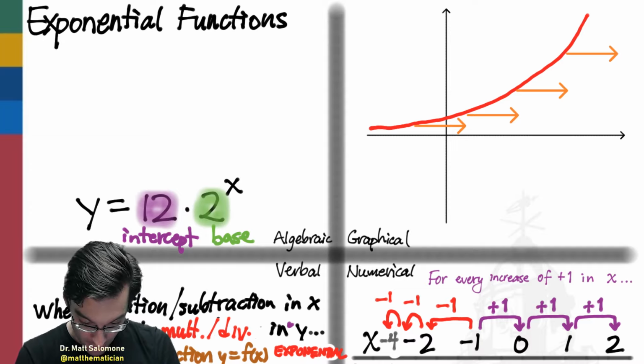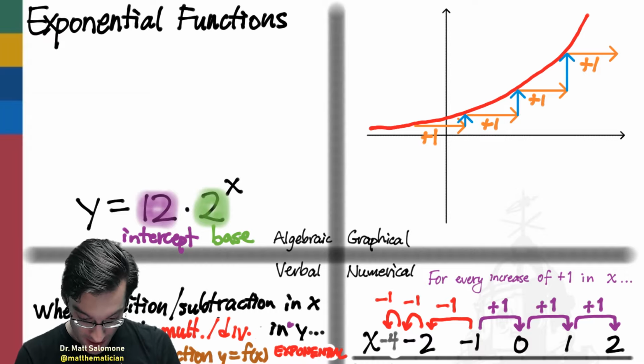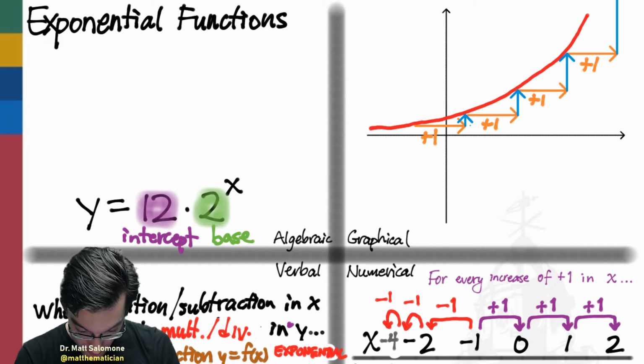And so if all of these x changes are +1s, +1, +1, +1, okay, then if this is indeed an exponential function, all of those changes are going to be correlated with y changes, which are increases in this case, or decreases in a different case, by the same factor every time. So multiplication by the base, multiplication by the base, multiplication by the base, multiplication by the base, multiplication by the base.